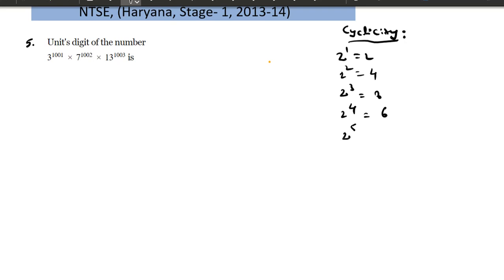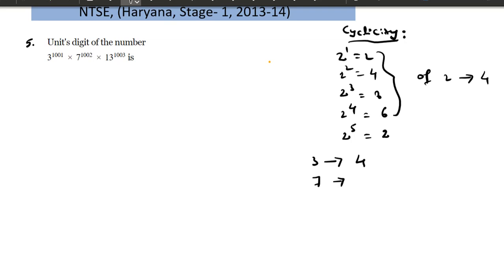From here onwards, 2 power 5 is 16 into 2, 32, again 2 only. 2, 4, 8, 6; 2, 4, 8, 6. So the cyclicity of 2 is 4. In the same manner, the cyclicity of 3 is 4 only. The cyclicity of 7 is 4 only.